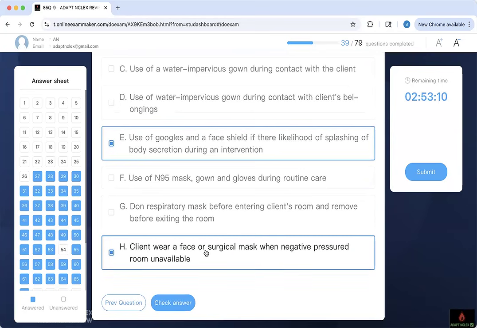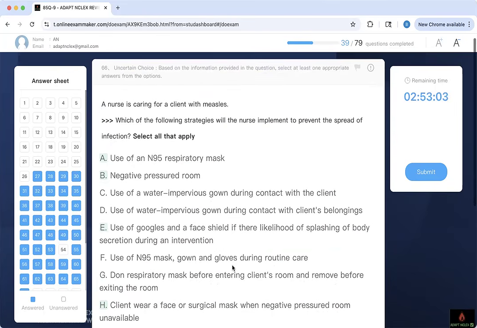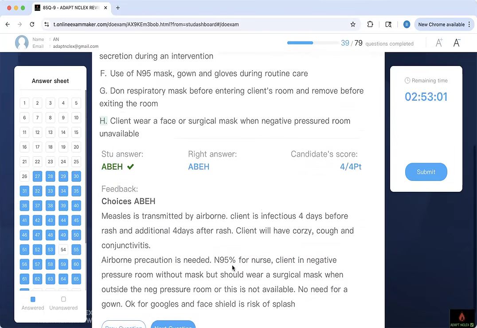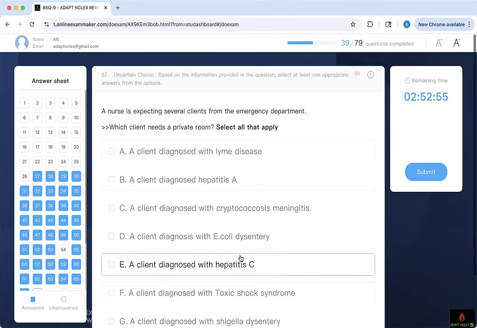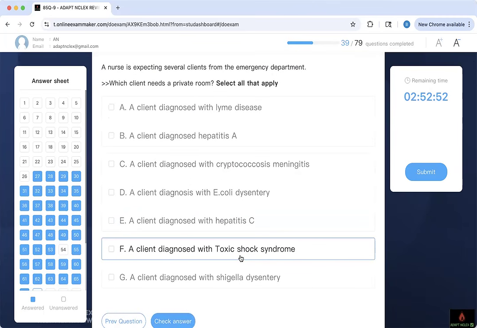And if there's no negative pressure room, the client wears what? Surgical mask. A hard question is not hard. It's just concept, and you stick with it. No matter how I trap you, you stick with it. Go back to this question. If you answer that, that means you master infection control.